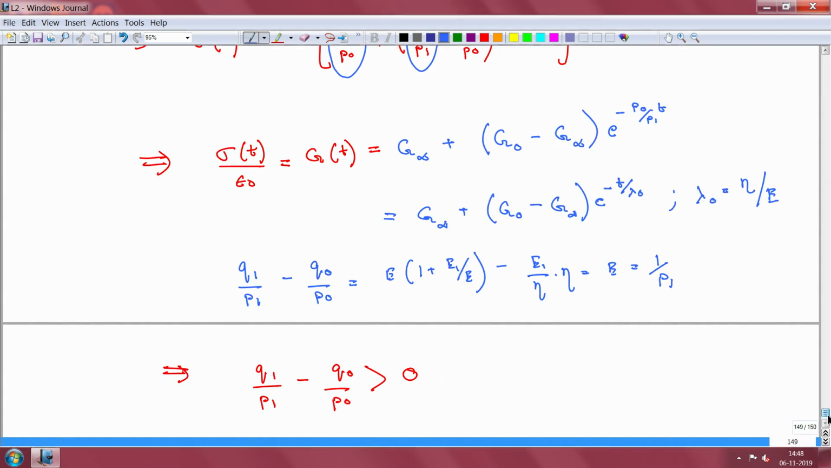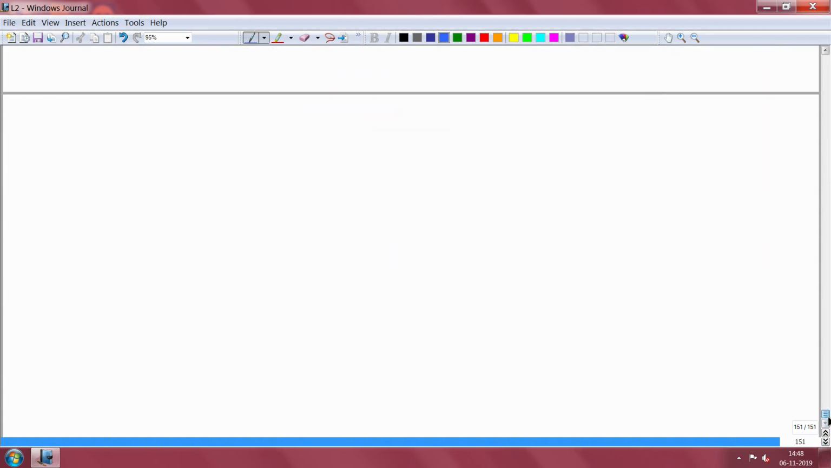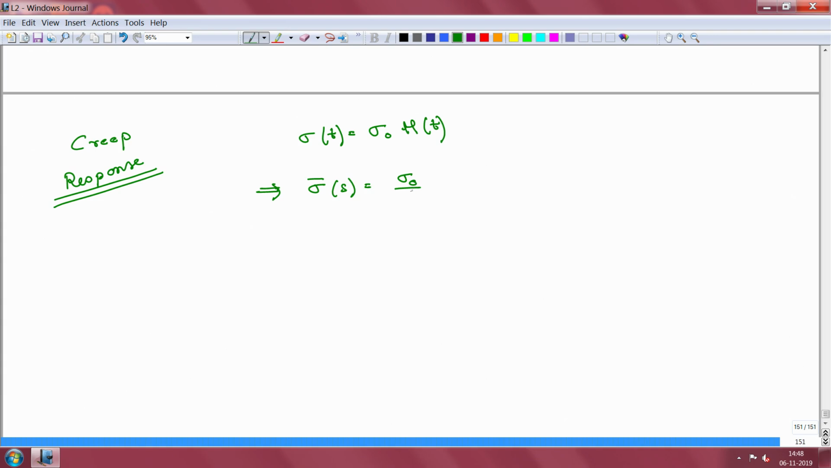Okay. So, similarly to what we have done, we can now also look at creep response. So, in creep response, you have your sigma t is equal to some sigma naught into our Heaviside function. And this implies again that if you take the Laplace of both sides, you end up with sigma naught by s.